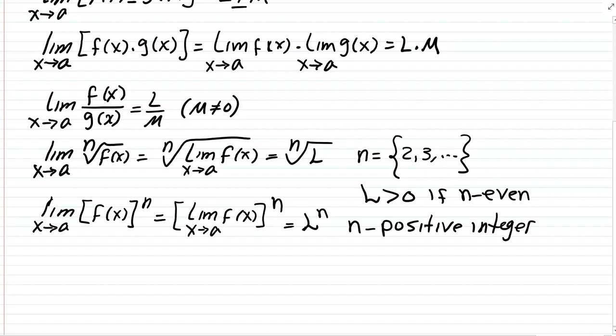Okay, and the next limit law, let's take a look at this next one. The limit as x approaches a of x to the n is equal to a to the n. So for this also, you just plug in a directly for x and you get a to the n. And in this one, n must be a positive integer.